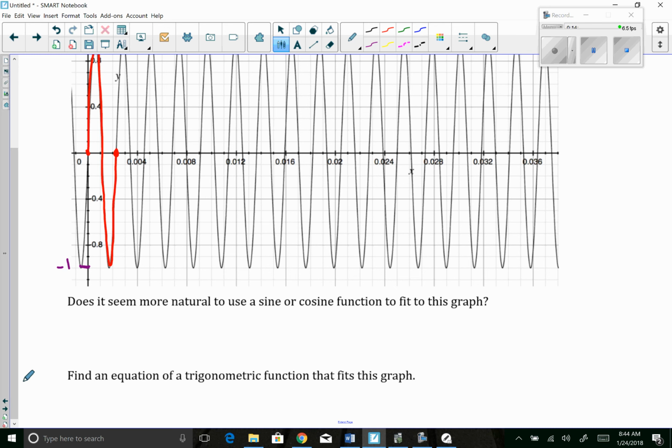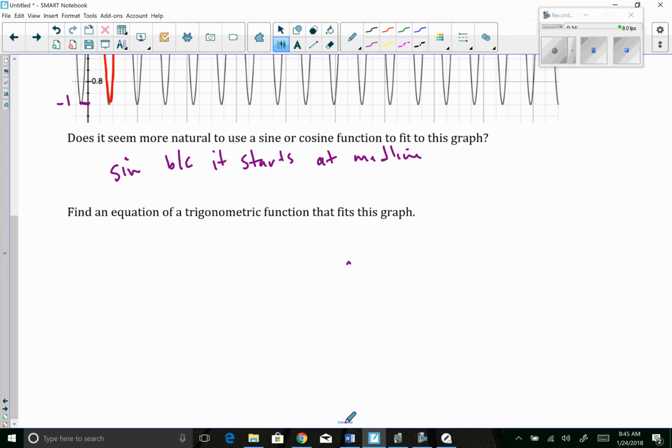So the first part says, does it seem more natural to use sine or cosine for this function? I'm going to say sine. And the reason why is because it starts at the midline. It would just be easy to represent this with a sine curve. Doesn't mean we couldn't represent it with a cosine curve, but we'd have to do some type of horizontal shift, which we don't want to do. That just makes more work for us. So let's talk about an equation.